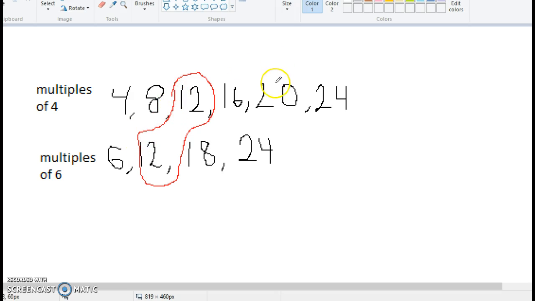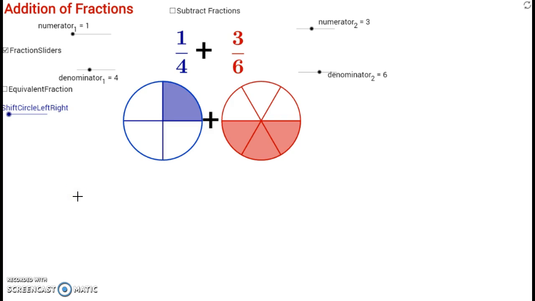So we know that the least common multiple of 4 and 6 is 12. So now we must figure out how to make these fractions have a denominator of 12 so they are the same. The most important thing to remember is when you're working with fractions, whatever you do to the bottom, or the denominator, you must also do to the top, or the numerator.